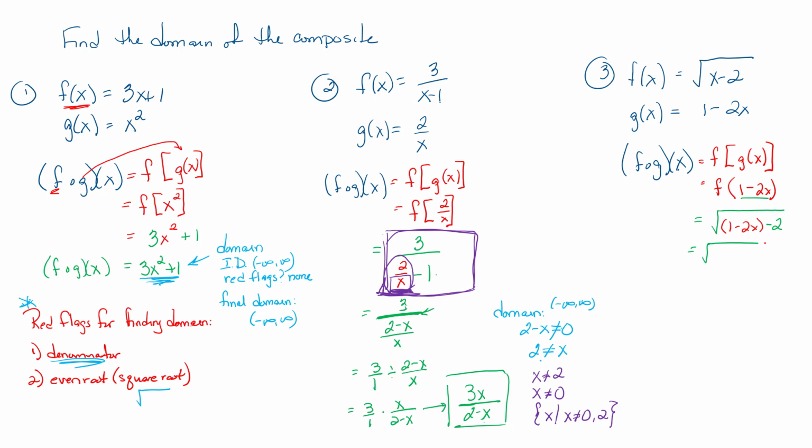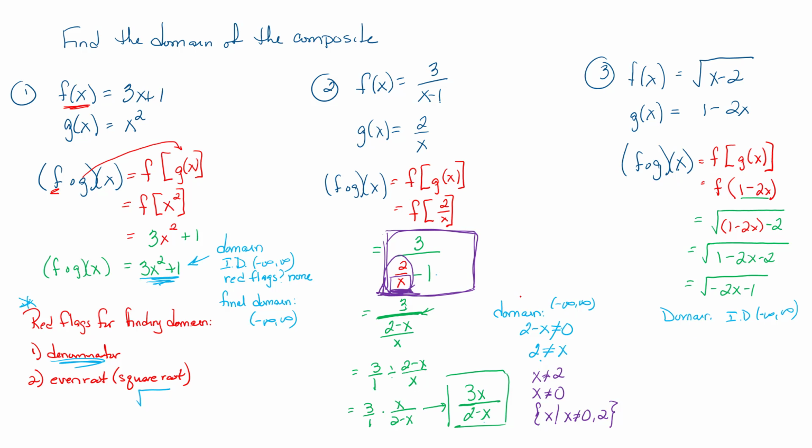So, let's look at simplifying this. 1 minus 2x minus 2, which means I get negative 2x minus 1. Now, time to look at the domain. My initial domain is every real number, from negative infinity to positive infinity. And I'm looking for a red flag. Well, I've got a red flag here.